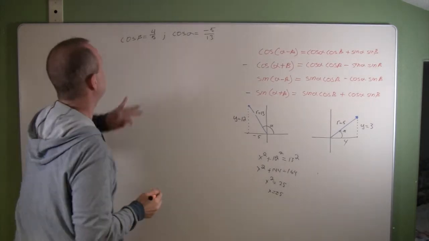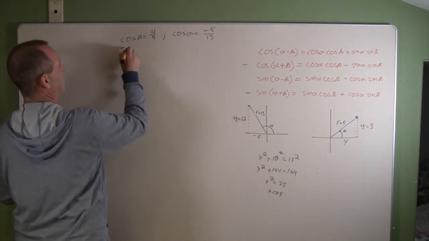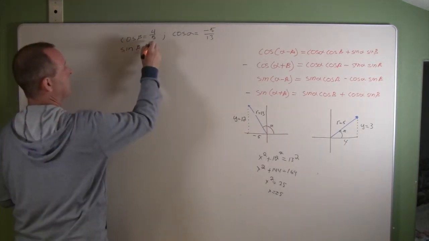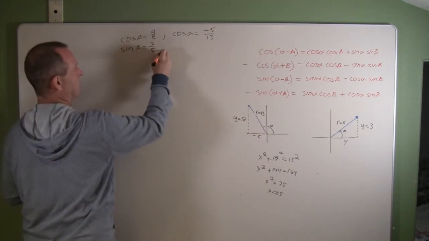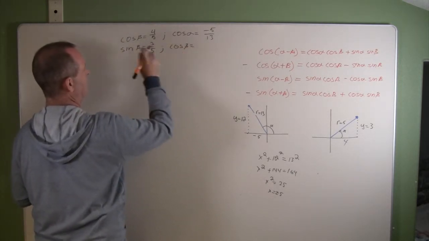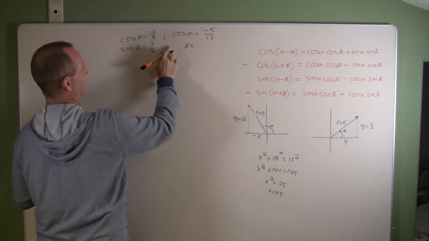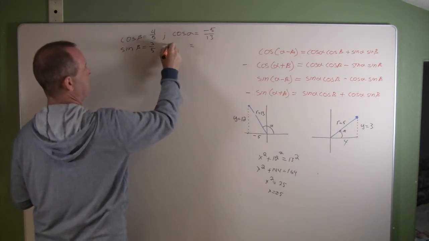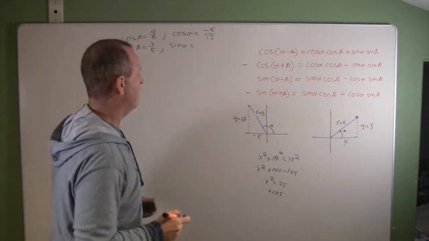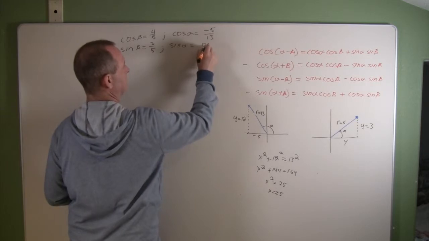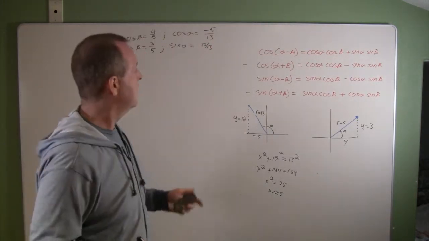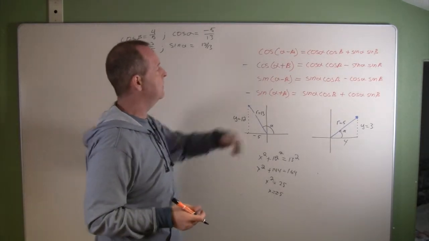I have the cosine of beta. Let's write down the sine of beta, which was already given. The sine of beta was 3/5. I also have the sine of alpha, which was already given as 12/13. So now I have the sine and cosine of all the angles, so I can go ahead and use the cosine of the addition of two angles.